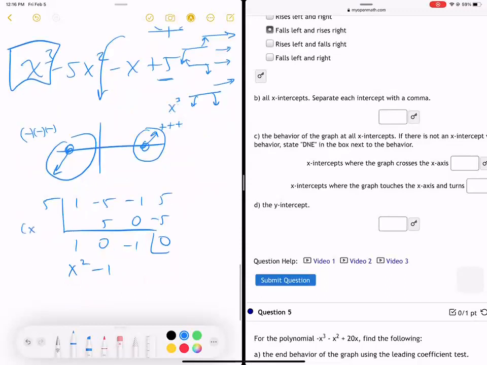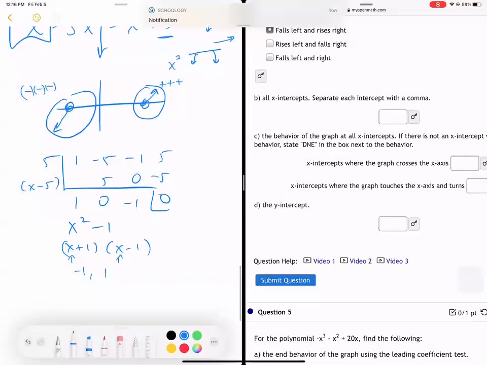So our factors were x minus 5, x plus 1, x minus 1. So our zeros, making this go to 0, are negative 1 and 1. We have 3 zeros total. We have 5, negative 1, and positive 1. They want us to write it out with a comma next to each answer. Take a look. It's 1, negative 1, and 5. Exactly what we were saying.